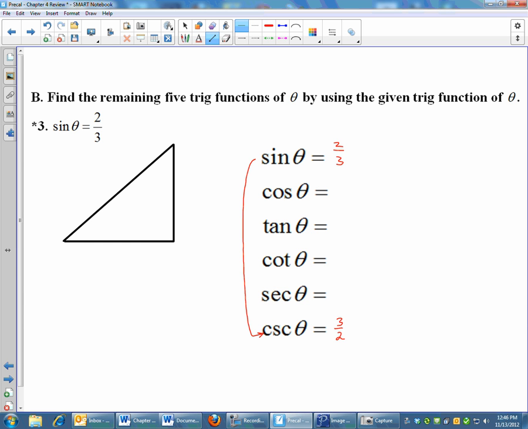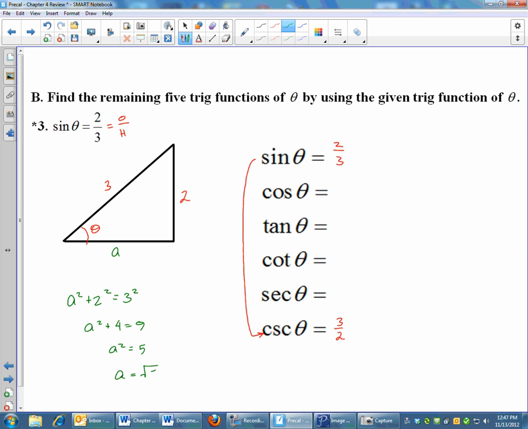And I will label it such that I just pick some angle theta. We'll put theta right here. And I know sine is opposite over hypotenuse. So I know that my opposite side has to be 2, my hypotenuse has to be 3, and then I'll use Pythagorean Theorem to solve for my adjacent side. So a squared plus 2 squared is equal to 3 squared. A squared plus 4 is equal to 9. Subtract the 4, you get 5. And then you take the square root, and you get a to be the square root of 5.